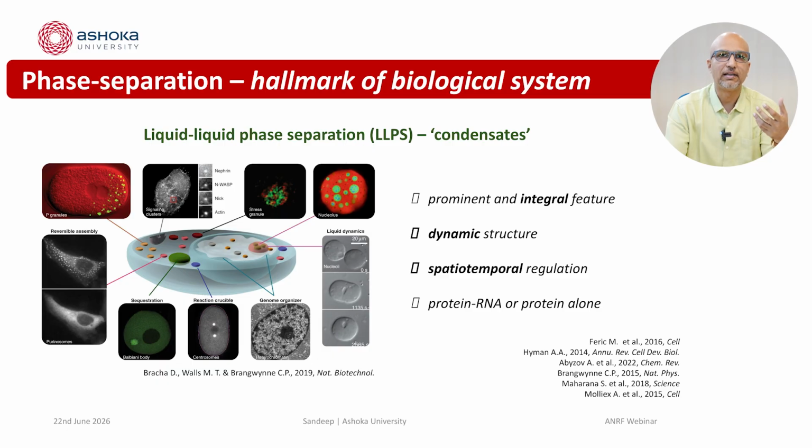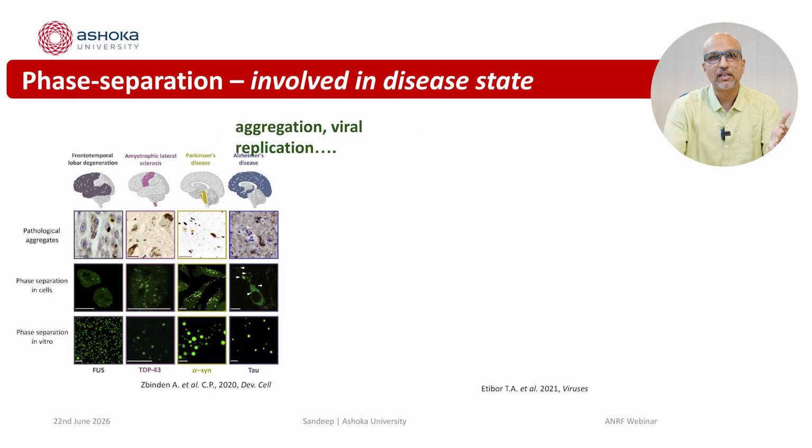We see it in our biological system as subcellular organelles. They are very prominent and integral features of the system. They are transient and dynamic. They help in spatiotemporally regulating a lot of processes in cells. They are mostly made of protein as well as RNA-protein. Not only are they important for regulation, they are also the cause of multiple diseases.